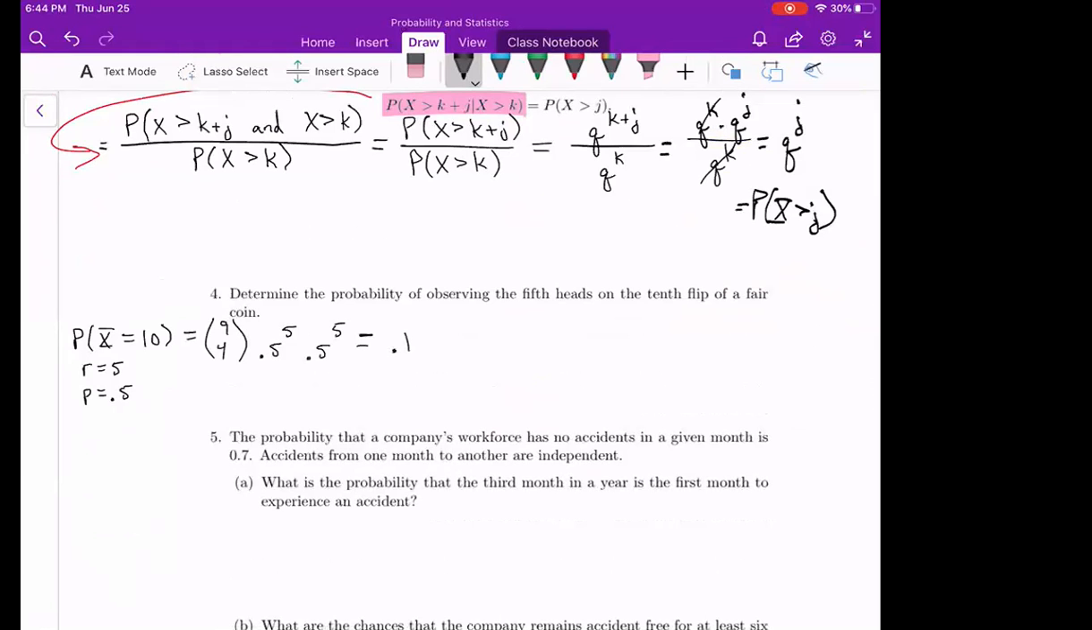And this comes out to 0.123. So about a 12.3% chance, or that's the probability that it's going to require 10 flips to see 5 heads.